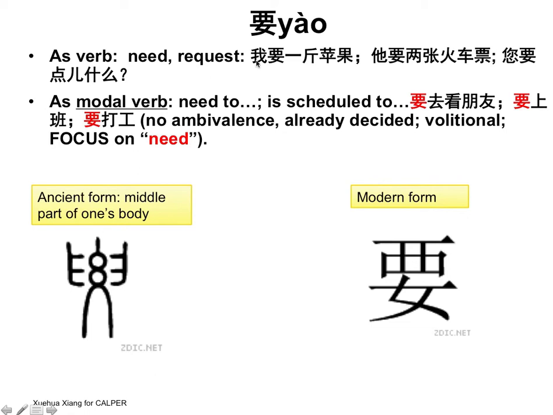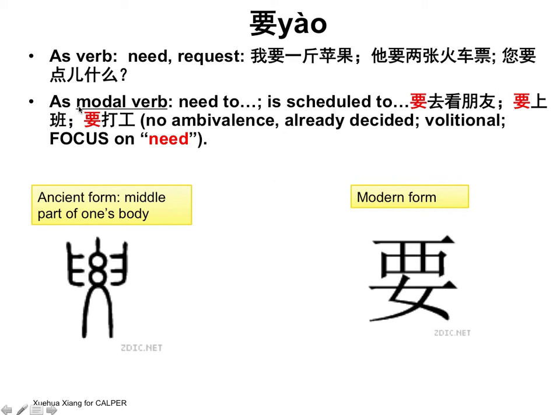For example, when you are shopping, you can say, I want a pound of apples. 我要1斤苹果. The Chinese measure unit. 我要1斤苹果. 他要2张火车票. He wants 2 train tickets. 他要2张火车票. Or as with staff, you can say, 您要点什么? 您要点什么? 要什么? 要苹果, 要火车票. 要 as a verb. Need, want, request something.